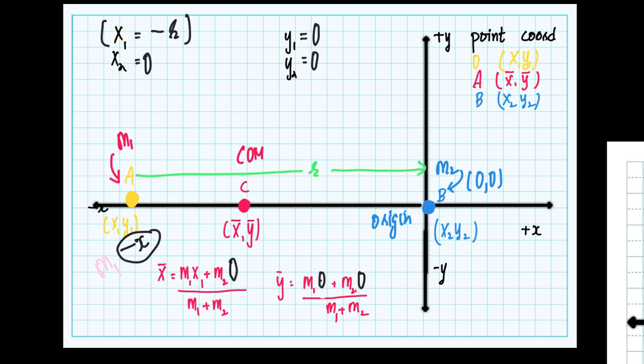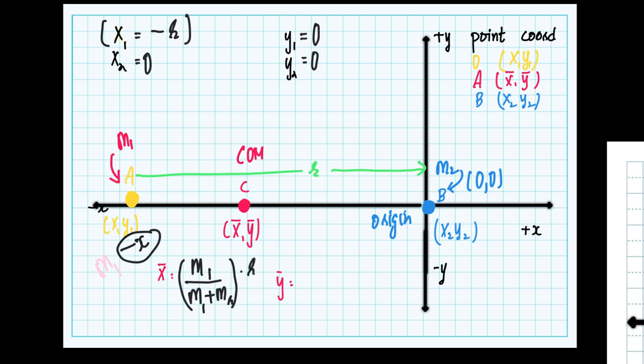Now what is m2 into 0? m2 into 0 is 0, which means this fraction will vanish. So m1 into 0 plus m2 into 0, 0 plus 0. So this complete fraction is now 0. And all that we have is, I will just write it down one more time. So x bar is now equal to m1 divided by m1 plus m2 into r, but what should come into picture? Negative. And what is y bar again? Y bar is equal to 0.